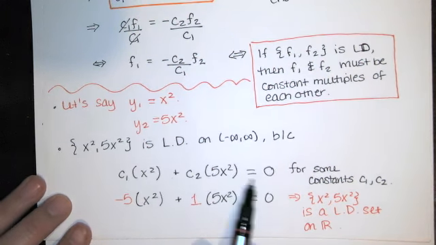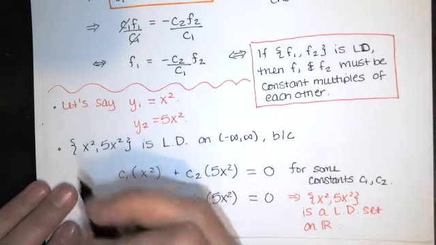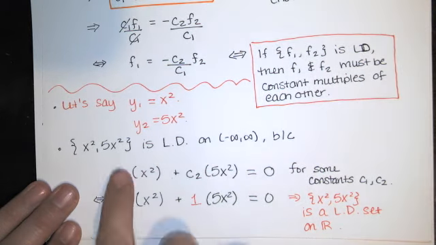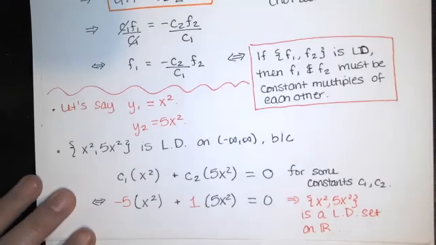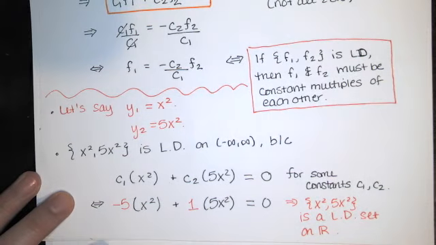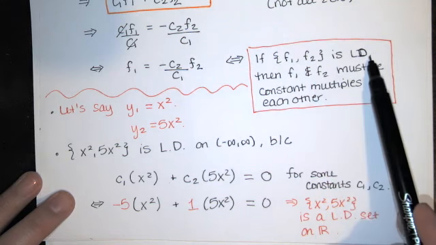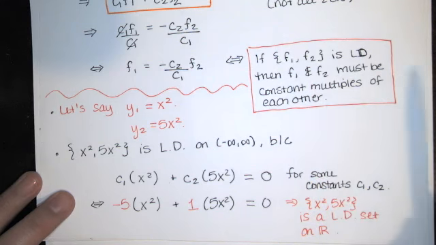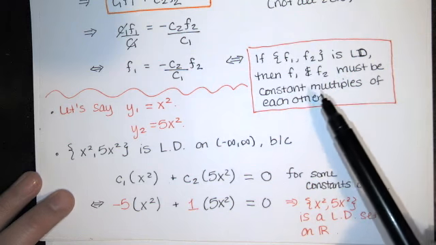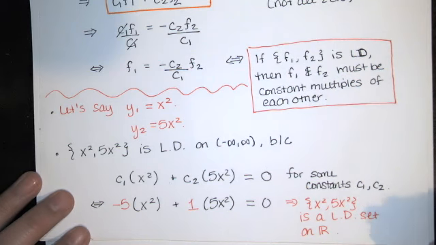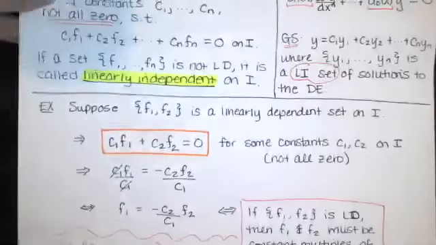Now, most of the time we don't spend our time guessing like this. We don't try to find C1 and C2. But we remember this idea that if you've got a linearly independent or a linearly dependent set of two functions, the two functions are constant multiples of each other. Now, the same is true with linearly independent sets of 3 functions.